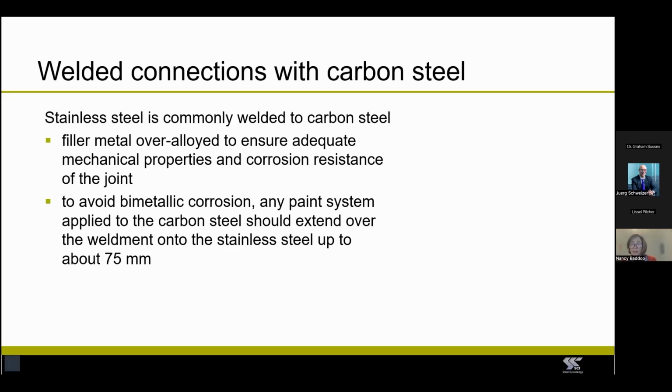Can you weld stainless steel to carbon steel? Yes, it is often done. Make sure you use the right filler metal. And if you're in a very corrosive environment with moisture present, you would extend the painted coating that's already on your carbon steel over the weld and on the stainless steel for about 75 millimeters. This is good practice to avoid issues related to bimetallic corrosion.